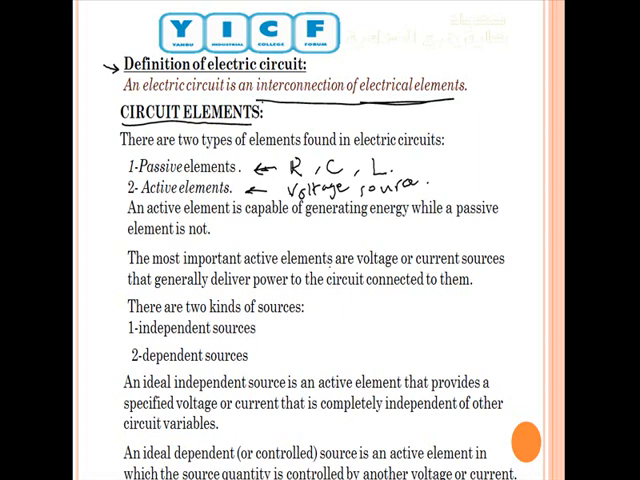The most important active element are voltage or current sources that generally deliver power to the circuit connected to them. When you have a voltage source connected to a circuit element, it will deliver power to supply whatever that load is. There are two kinds of sources: independent sources or dependent sources.